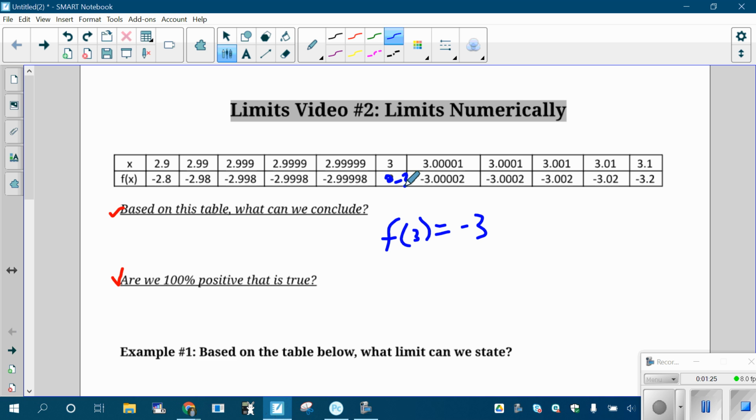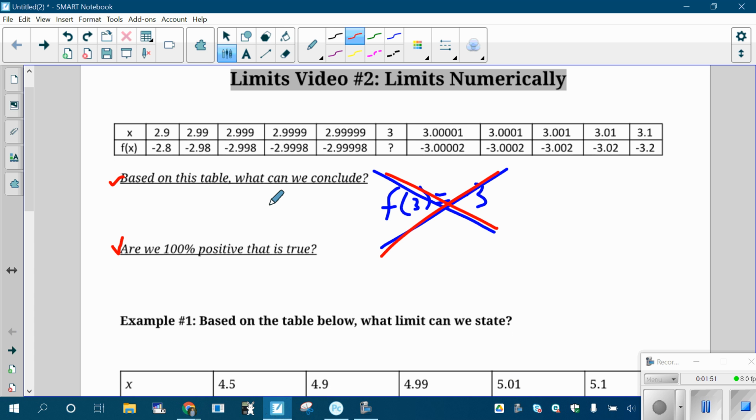What I want to caution you about is we don't know that's true. It sure looks like it's true. But there's a reason that they put a little question mark there, and that's because there might be a hole there. There might be a hole in the graph. So we actually can't say that. We want to be able to say that, but we cannot say that.